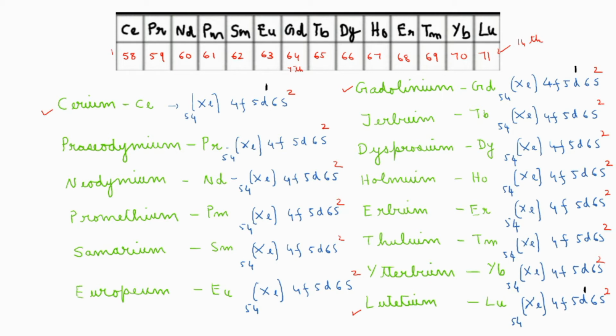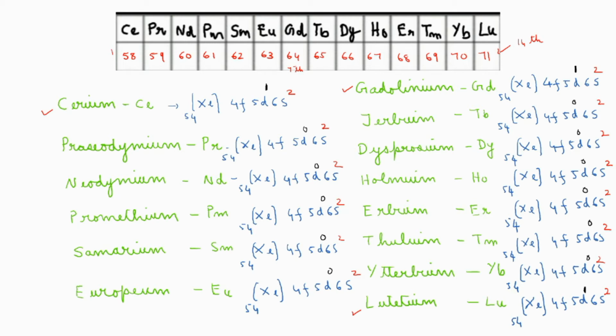All other elements will have no electron in the d subshell. They will have a 5d0 configuration. Easy. You need to remember only these 2 points. In the s subshell, 2 electrons will be present in all these elements, and only in cerium, gadolinium and lutetium, the first, 7th and 14th elements, there will be 1 electron in the d subshell. All others will have 0 electrons.